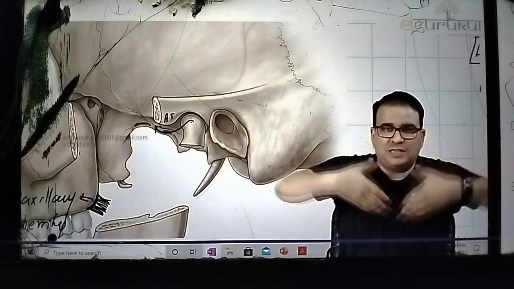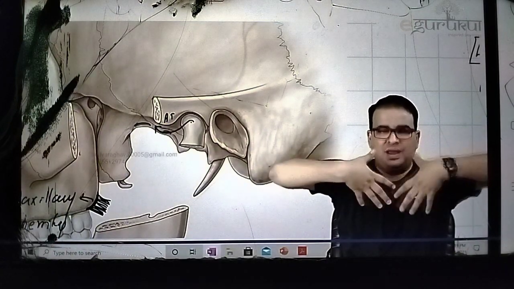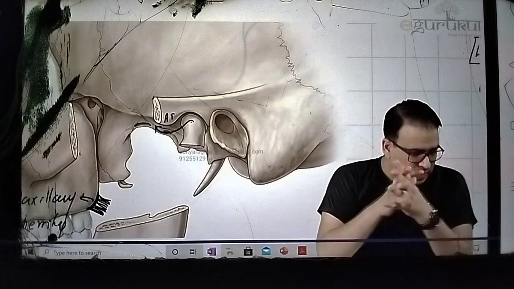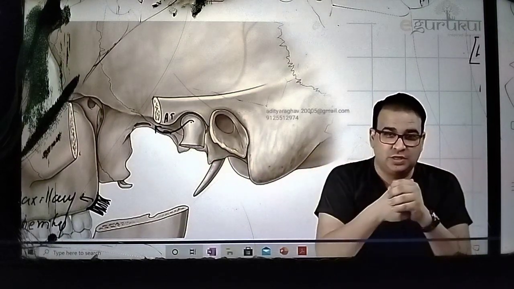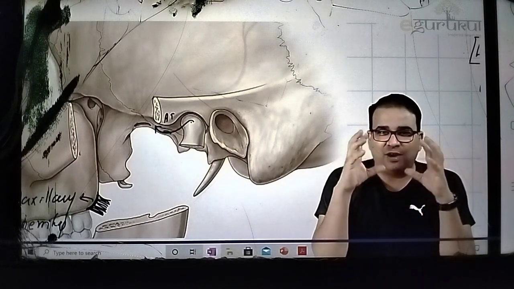You put both your thumbs onto the last molar tooth inside, with the mouth already open. You push it down, push it backward and release it. Automatically, the dislocation will be reduced. So excessive opening of the mouth can lead to anterior dislocation. If you yawn too much in my class, you can have anterior dislocation. So you better take care of that. Right? Excessive opening can lead to anterior dislocation.